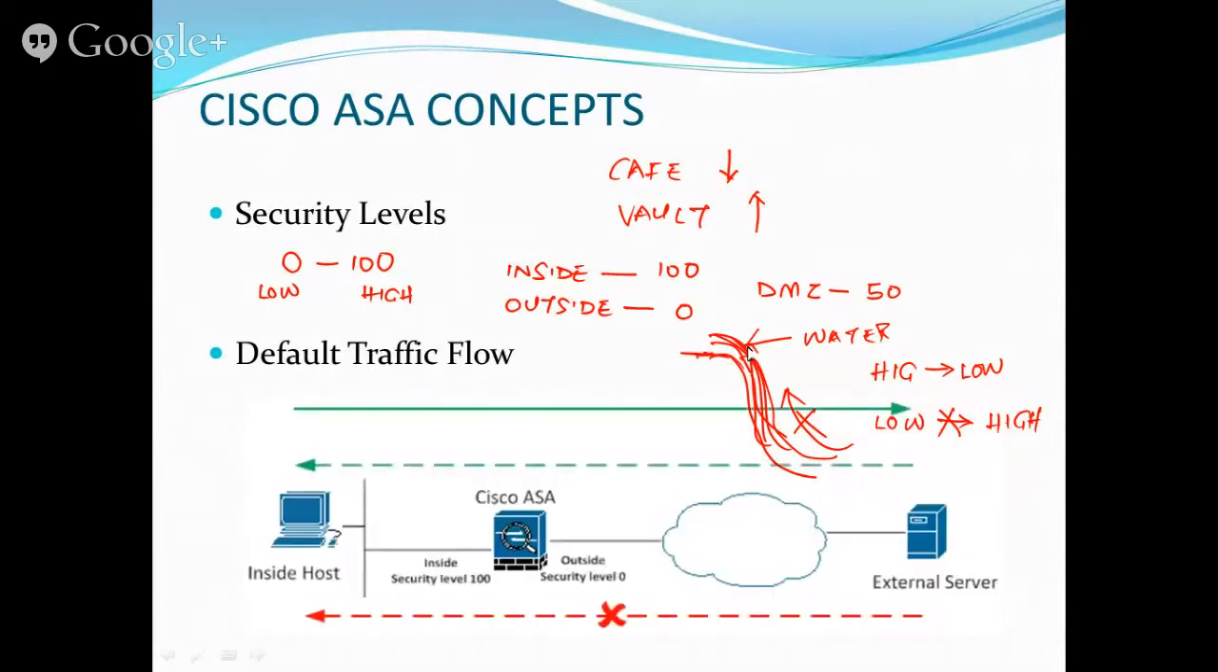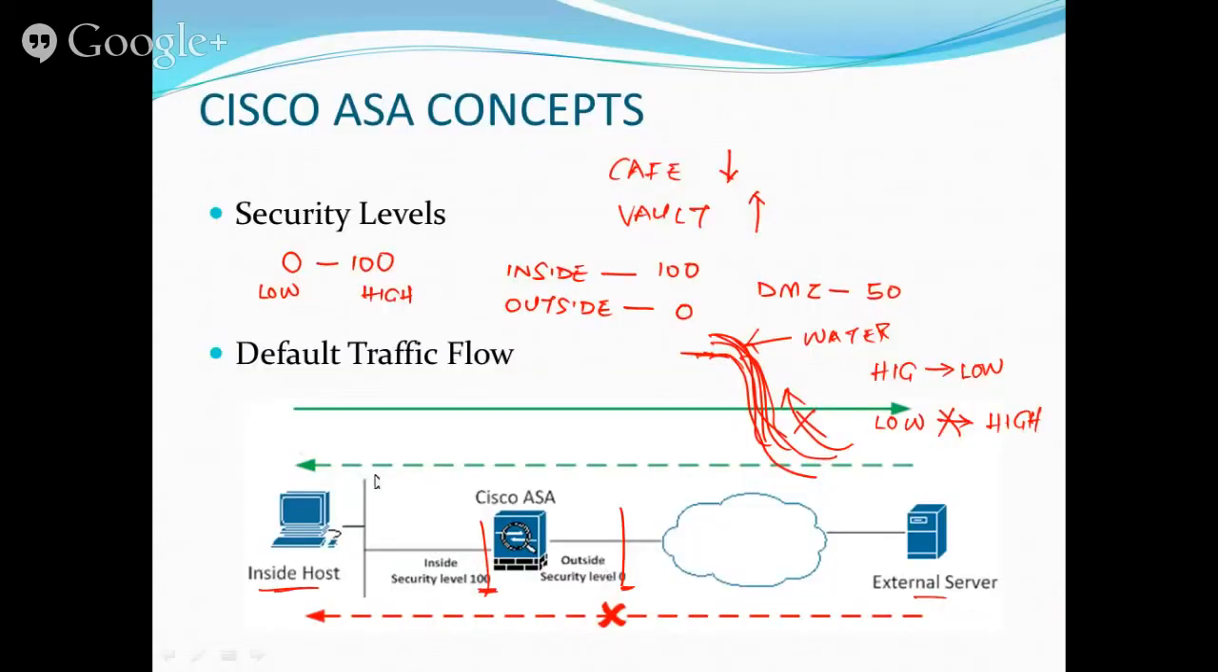Now I have a diagram here that is going to help us explain it further using a network diagram. So you have a host, you have the ASA. The host is on the inside, and then you have an external server which is on the outside. Notice that this is security level 0 and this is security level 100. Now by default, traffic will flow from the higher. So this is the higher one.